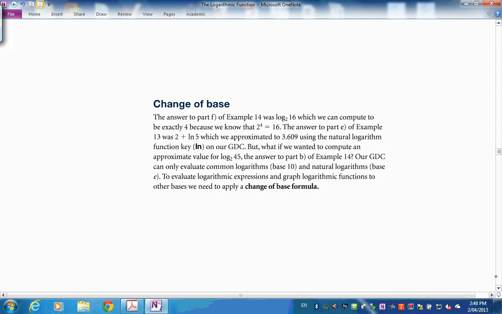And let's look at the change of base idea. In an earlier example, one of the answers was that, and you can work that out, because 2 to the 4th is 16. The answer is exactly 4. But what about something like, well, here we are. Example 13 was 2 plus ln 5, which was approximately that, using natural logs. But what if we wanted to work out an answer, log to the base 2 of 45? There's no log to the base 2 button on the calculator. So how could you do that?